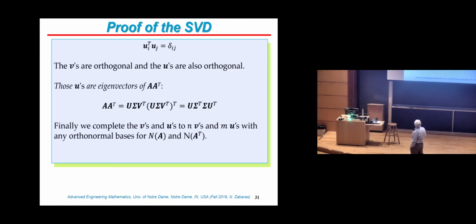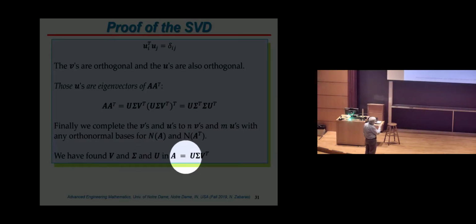And we discussed the extension of this, to extend the u's and v's to include the basis from the left and the right null space. So I am not going to repeat them. And eventually we have this extraordinary decomposition A equals U sigma V transpose.